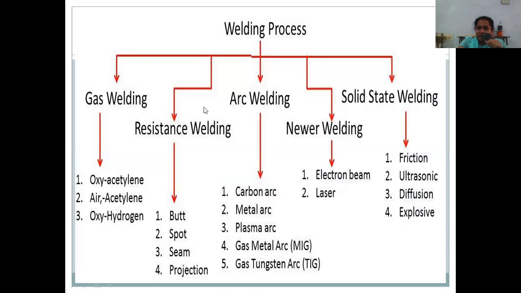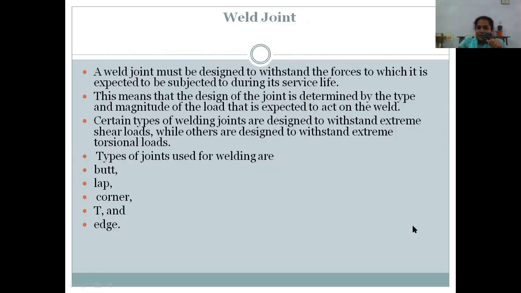I'm mostly focusing on arc welding because in our lab we are going to do arc welding. In arc welding we have carbon arc, metallic arc, plasma arc, gas metal arc, and gas tungsten arc. Those are the rods you can use. In gas welding they use oxyacetylene, air acetylene, and oxyhydrogen. For resistance welding they use butt, spot, seam, and projection. For newer welding they use electron beam and laser. Solid state welding uses friction, ultrasonic, diffusion, and explosive methods.